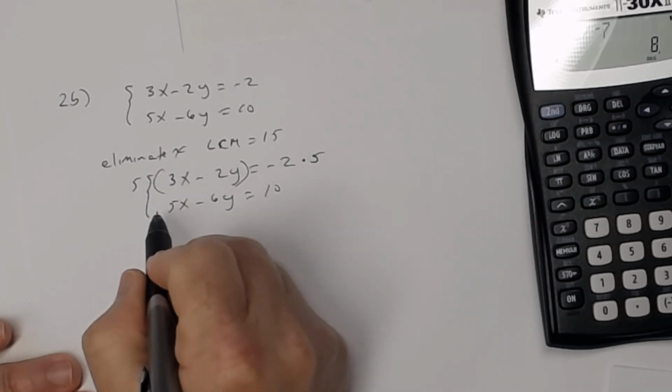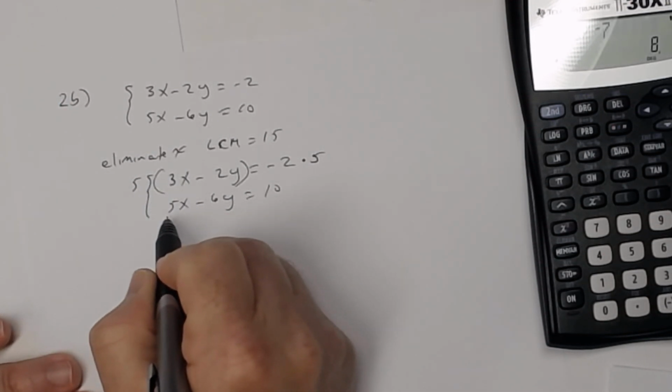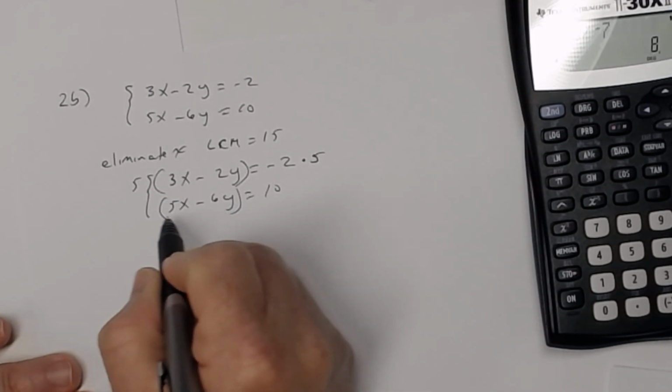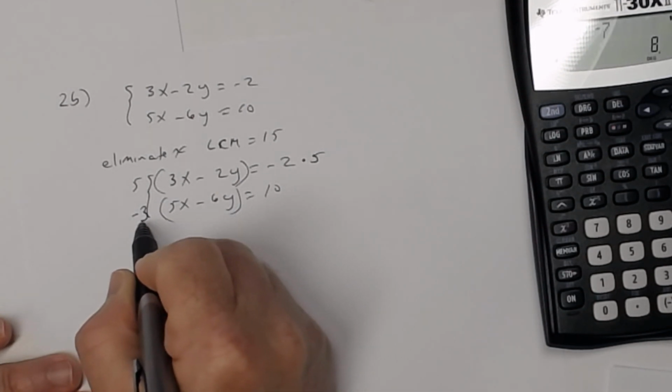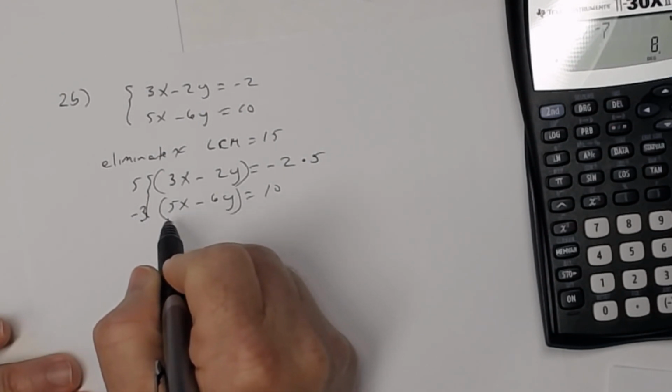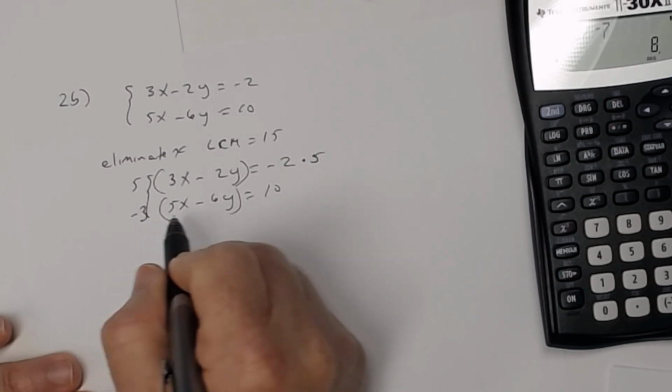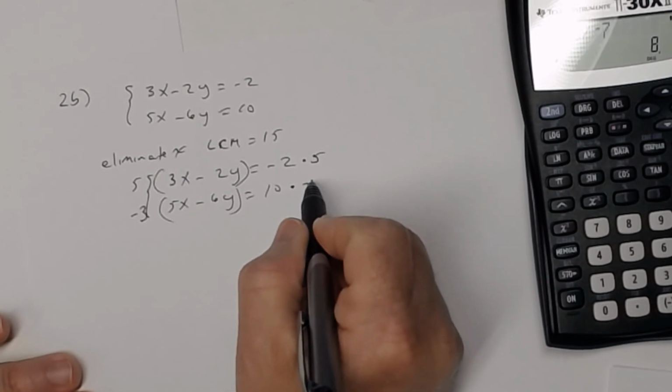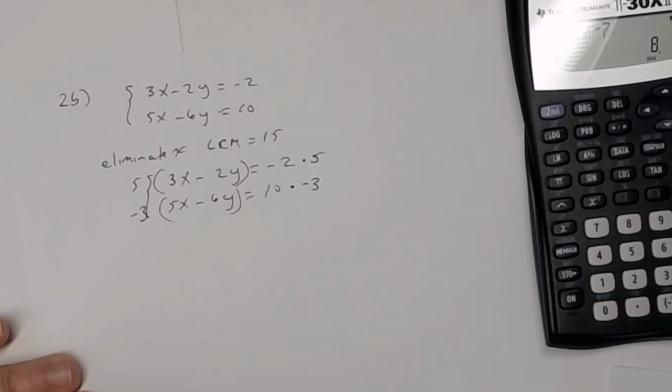So if this is going to be 15, then I need this to be a negative 15, right? So then I've got to multiply the left-hand side by negative 3 this time, because negative 3 times 5x is a negative 15x. But what I do to the left, don't forget, you have to do to the right.